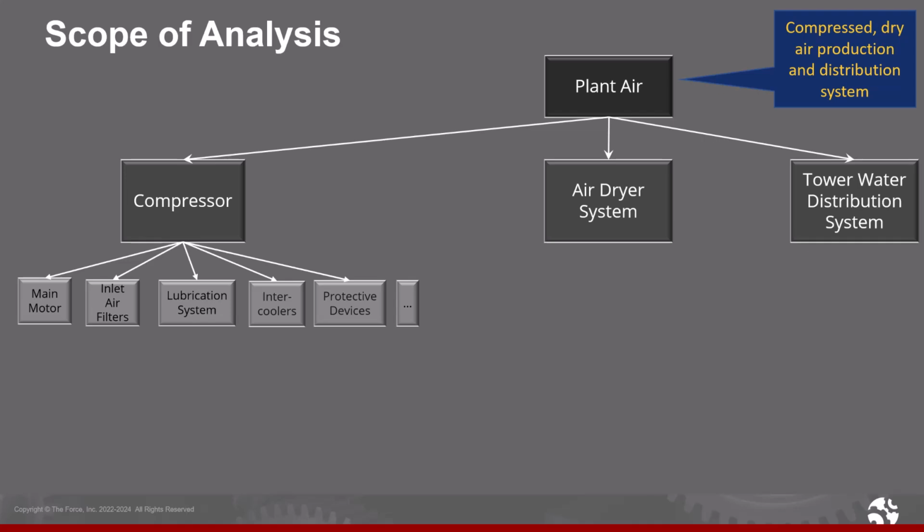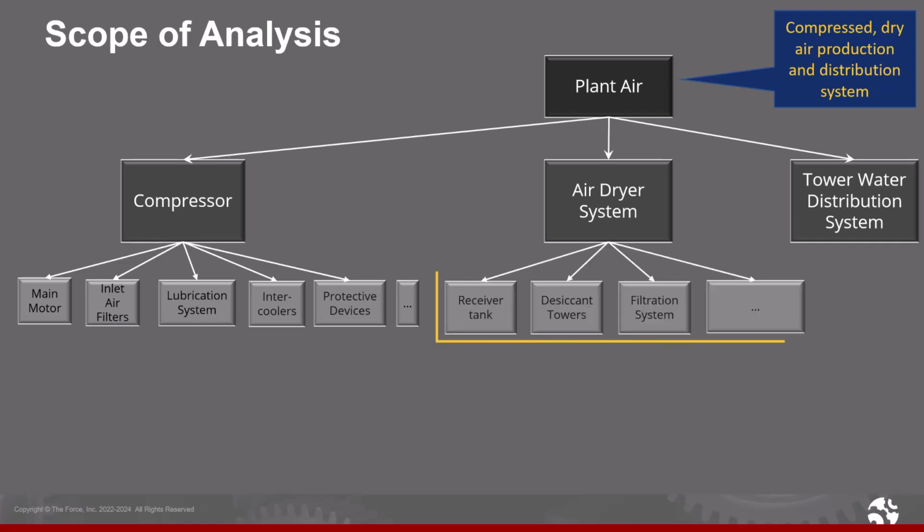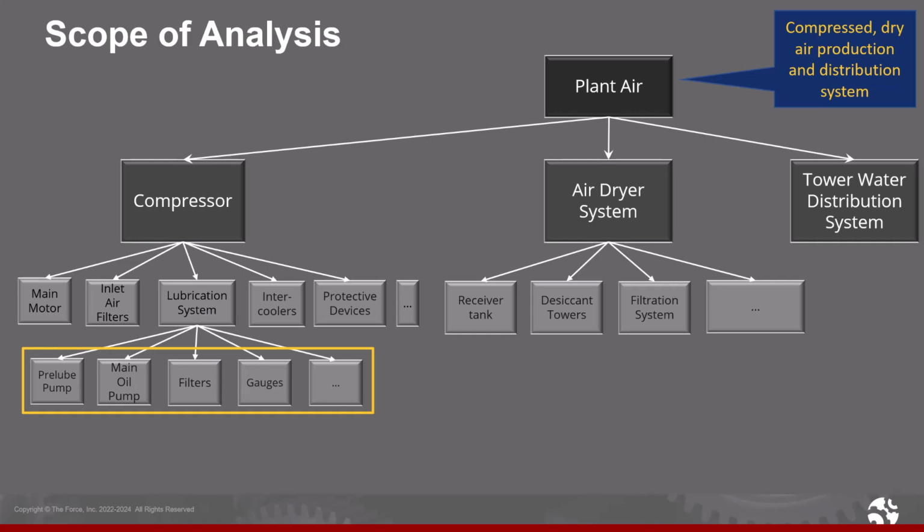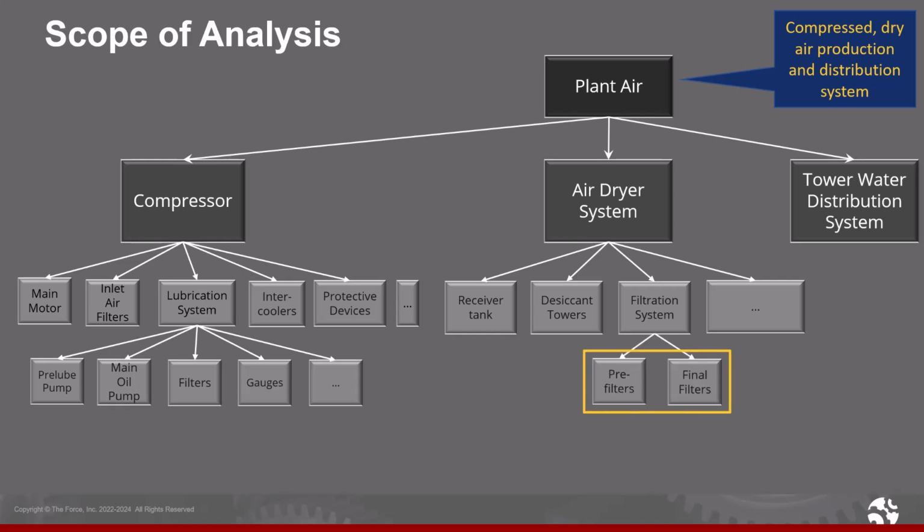The air dryer system can be segmented into the receiver tank, desiccant towers, filtration system, and additional elements. Each system can be dissected further to enhance our RCM analysis. For example, the compressor's lubrication system can be divided into its pre-loop pump, main oil pump, filters, gauges, and other components. Similarly, the filtration system within the air dryer system can be categorized into pre-filters and final filters.